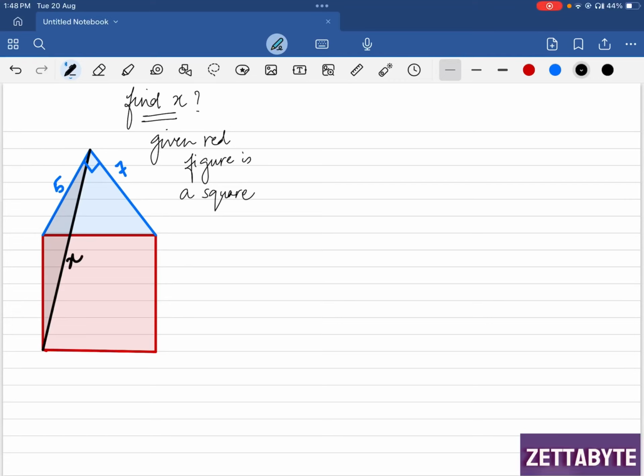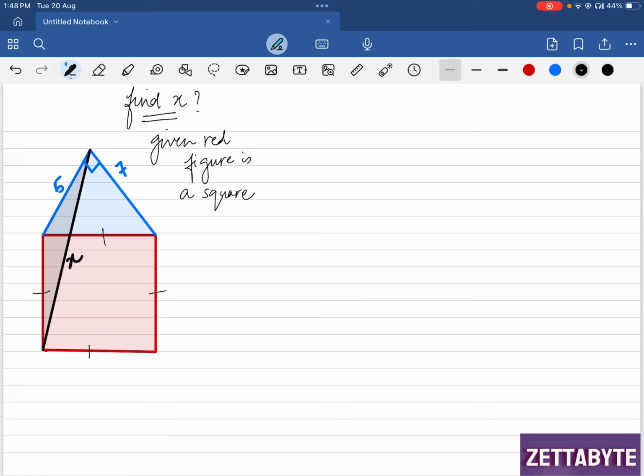Hi everyone. In this session, we are going to find out the value of x for the given figure. As you can see, there's a given figure where we have got a square. Square means having all the sides equal. And then we have a triangle, which is a composite figure with a square. So this is a right angled triangle, given one of the sides is 5 and the other side is 7.